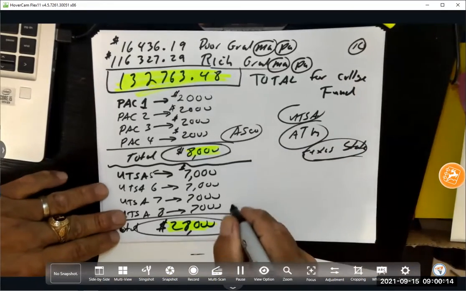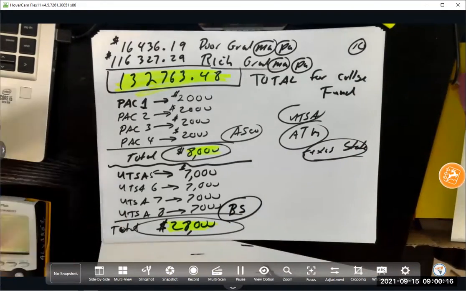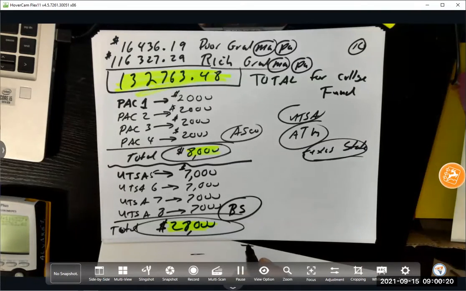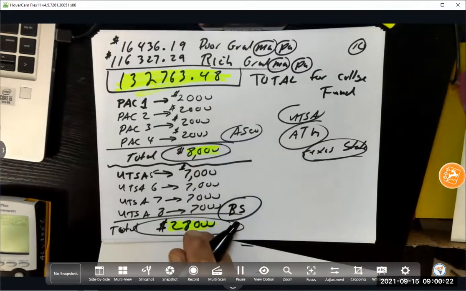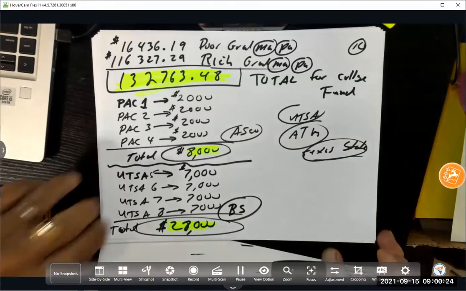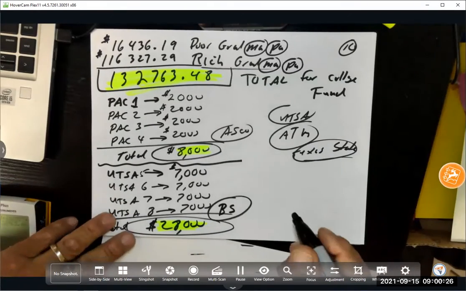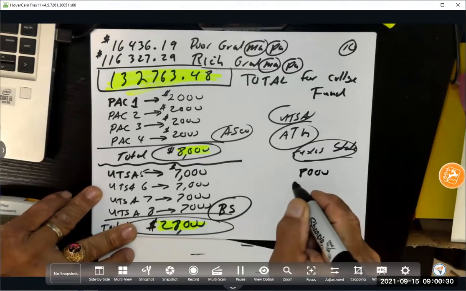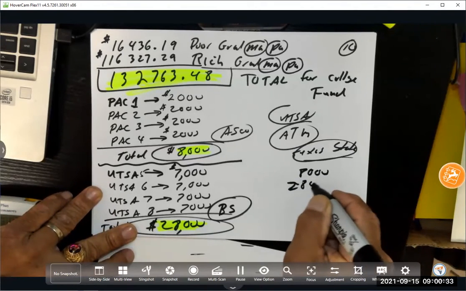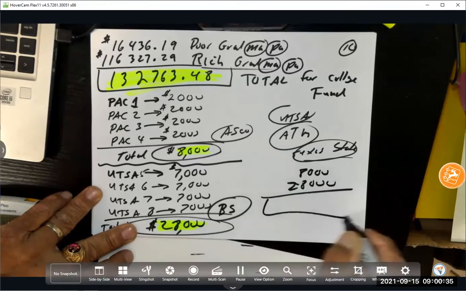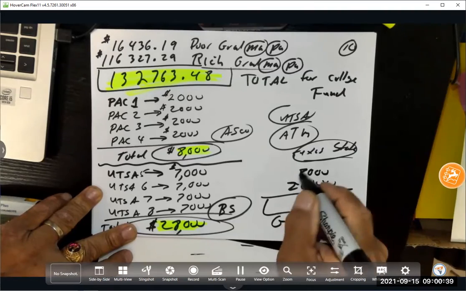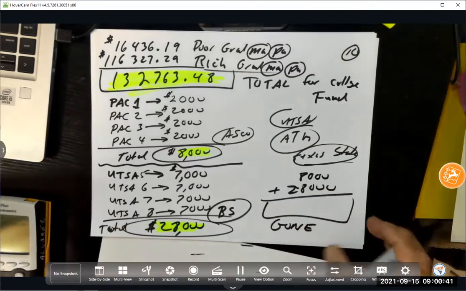Now you have your Bachelor of Science in whatever, accounting, engineering, something. So you spent 8,000 and 28,000. What's 8,000 plus 28,000? Add these two numbers together. What's 28,000 plus 8,000?